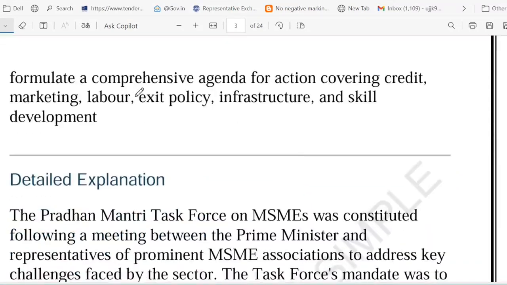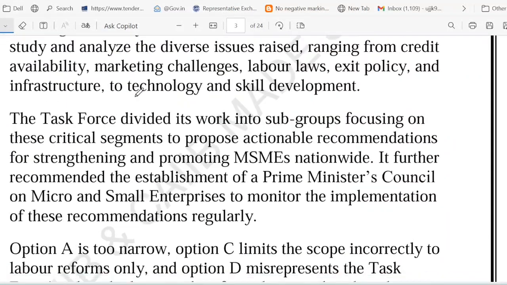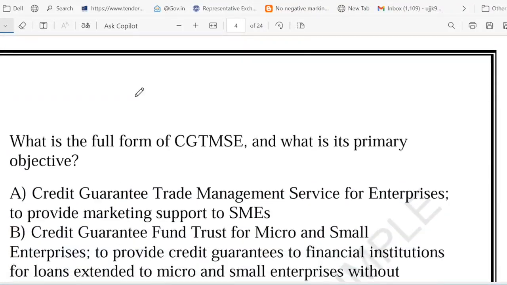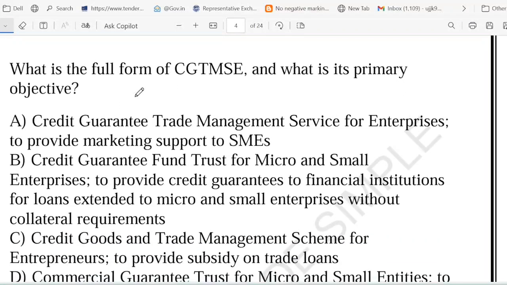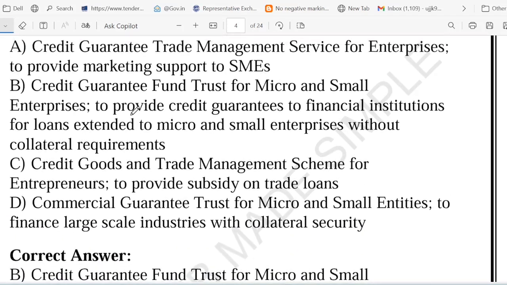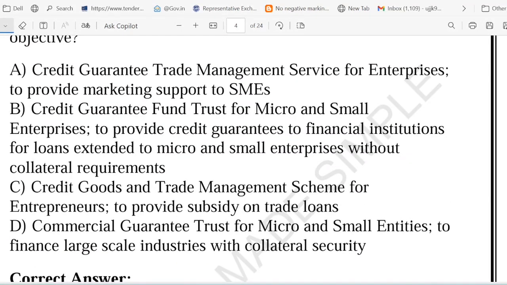The next question is as you can see on the screen. What is the full form of CGTMSE and what is its primary objective? Very good question. Options: A. Credit guarantee trade management service for enterprise to provide marketing support to SME. B. Credit guarantee fund trust for micro and small enterprise to provide credit guarantee to financial institutions for loans extended to MSME. C. Credit goods and trade management services for entrepreneur to provide subsidy on trade loan. D. Commercial guarantee trust for micro and small entity to finance large scale industry with collateral security.